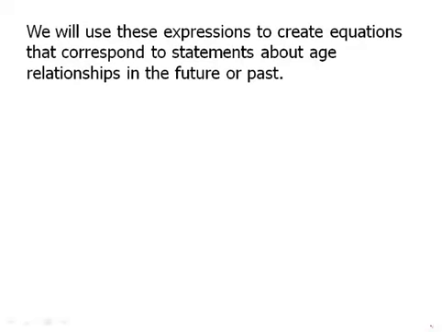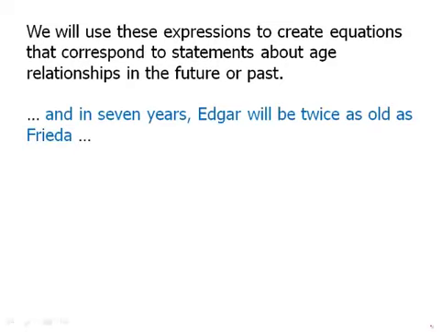We will use these expressions to create equations that correspond to statements about age relationships in the past or the future. So if we have, in 7 years, Edgar will be twice as old as Frida, well, suppose we picked E as Edgar's age now, and F as Frida's age now. Well, in 7 years, Edgar will be E plus 7, and Frida will be F plus 7. So E plus 7 equals 2 times F plus 7. And that's our actual equation.